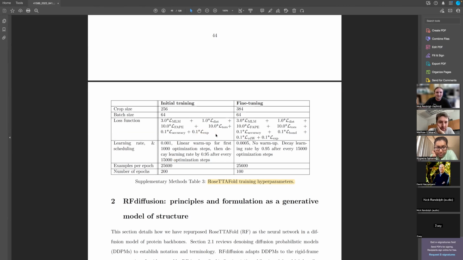Yeah, right there. So during initial training, they crop the proteins to a certain size. They have a batch size of 64, so that's what they used. And then they weight all these terms together and train like that. During fine-tuning, they have a slightly larger crop size. They also include some of the more specific terms like this van der Waals term, and they train it even longer.